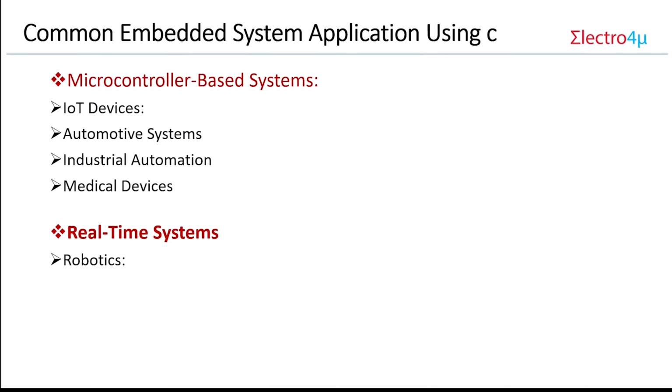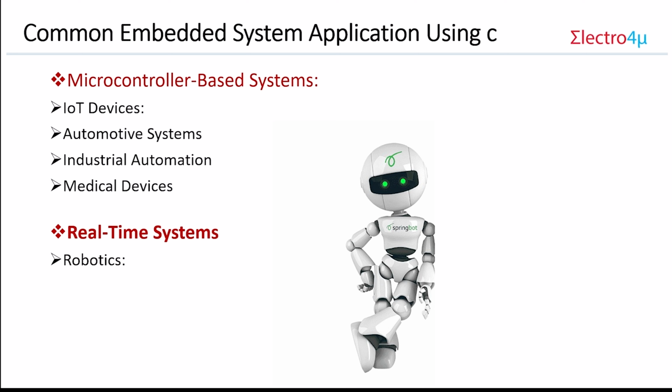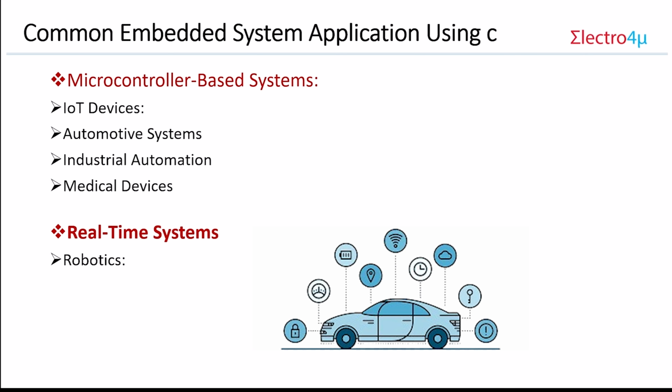Real-time-based systems. Robotics. C is used to program the control systems of robots, including industrial robots and autonomous vehicles. These systems must react quickly to sensor input and make real-time decisions.